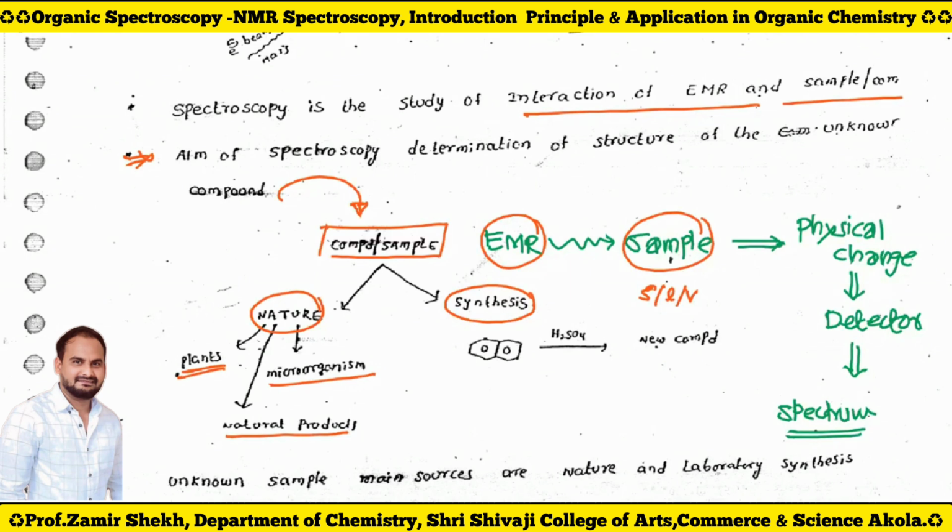Okay, and here this EMR, electromagnetic radiation, has the wavelength as well as the energy, amplitude, wave number, and frequency. So all the parameters are already included in the EMR, and that EMR interacts with the sample. That sample undergoes a physical change. That physical change is detected by a detector, and finally it undergoes amplification and is converted into a spectrum. That spectrum has the information about the sample.